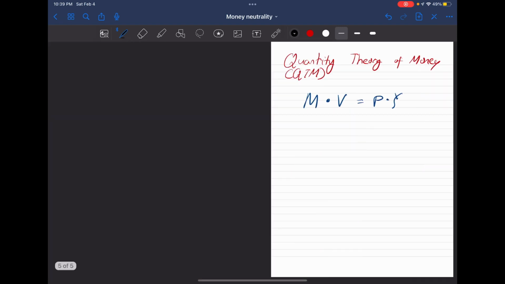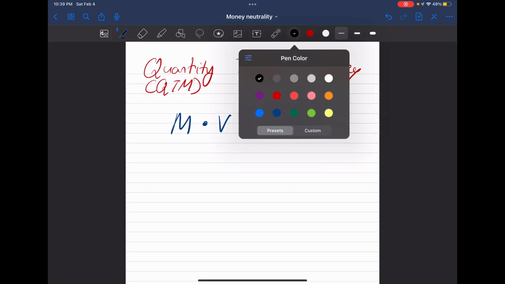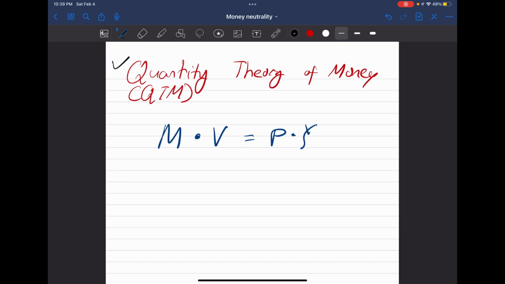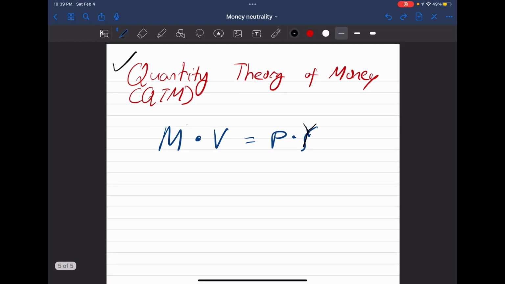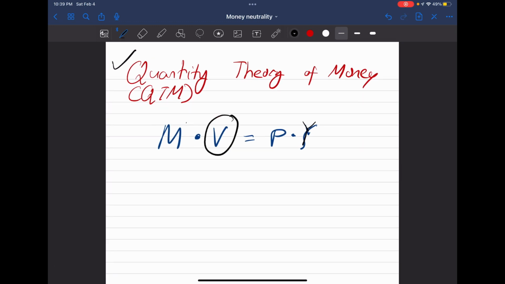Now let's prove it mathematically. You guys have a strong, solid base on this via the quantity theory of money. If you don't know what this is, watch the previous videos regarding what the quantity theory of money is. So now we have our quantity theory of money. On our left hand side, we have the money supply, M. We have V, which is velocity, the rate at which money is spinning in the economy. We multiply the money supply by the velocity. It's equivalent to the prices in the economy times Y, which is the output in the economy.